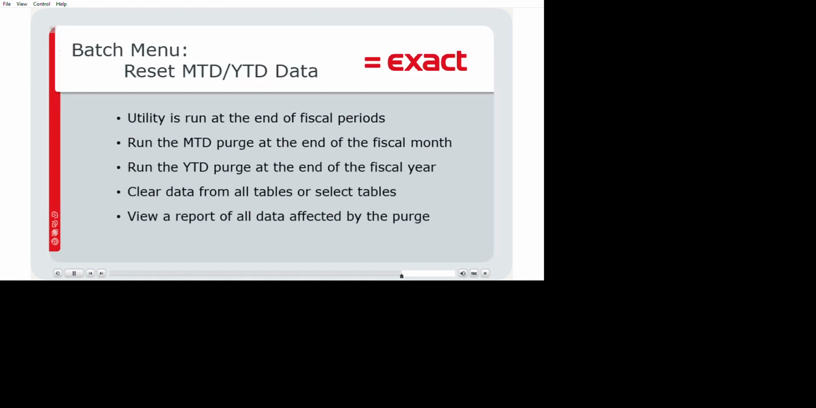The Accounting Purge utility should be run at the end of your company's fiscal periods. At the end of each fiscal month, you should run the purge for all month-to-date data. This will zero out the listed month-to-date data fields. At the end of the company's fiscal year, you should run the purge for all year-to-date data and month-to-date data. Selecting the Select All Year-to-Date will automatically select month-to-date also.